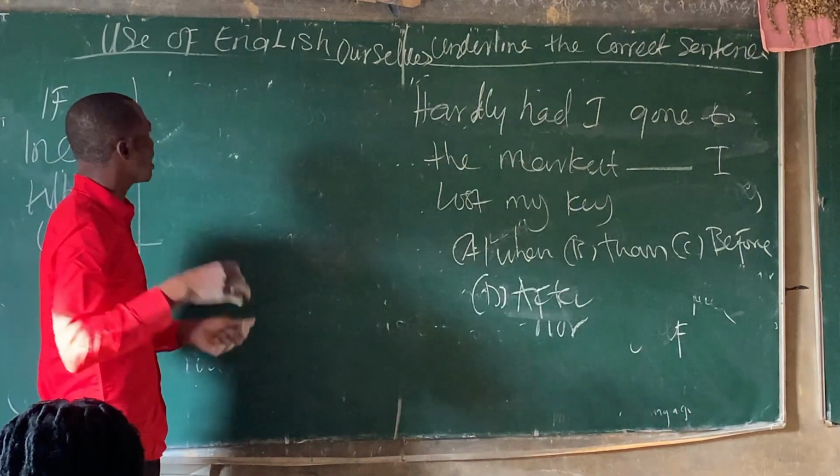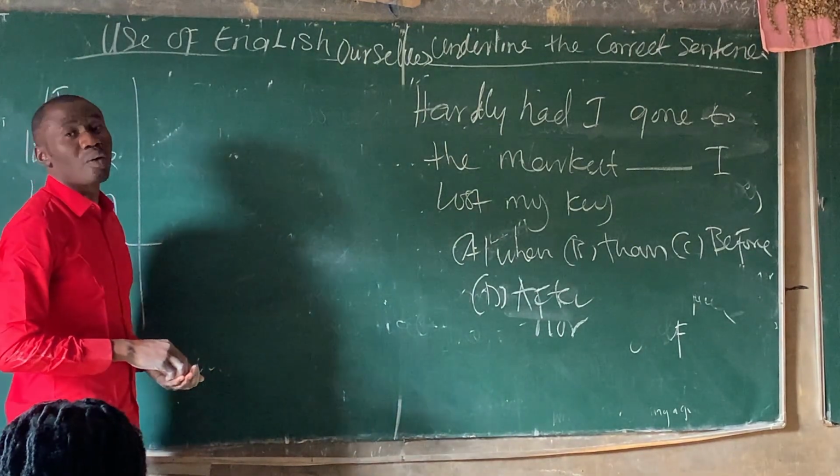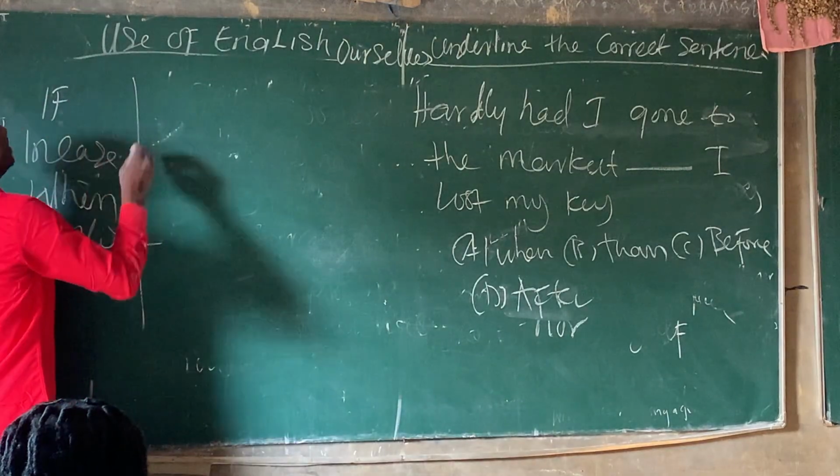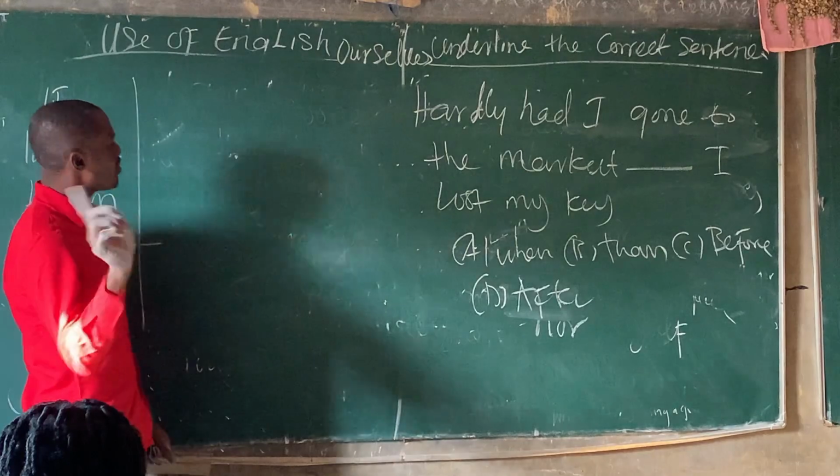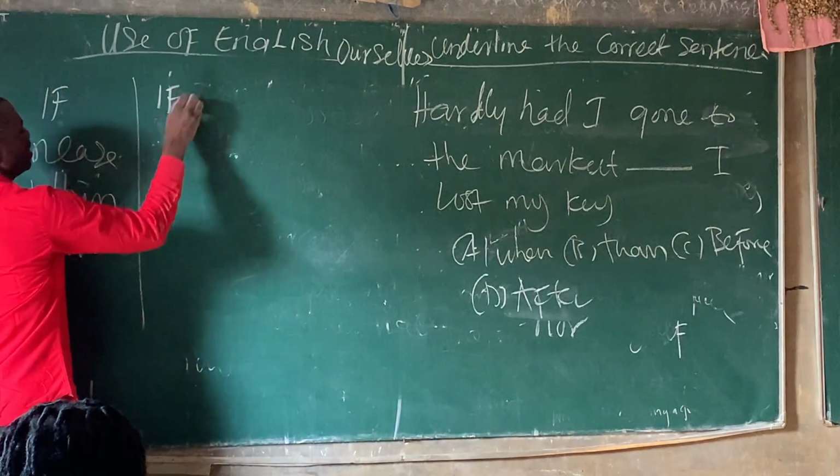Conditional sentence. If you are not in the class, you'll go to the YouTube channel and watch it. If. You know, I've taught that thing. I've taught it. You'll go there and watch it.